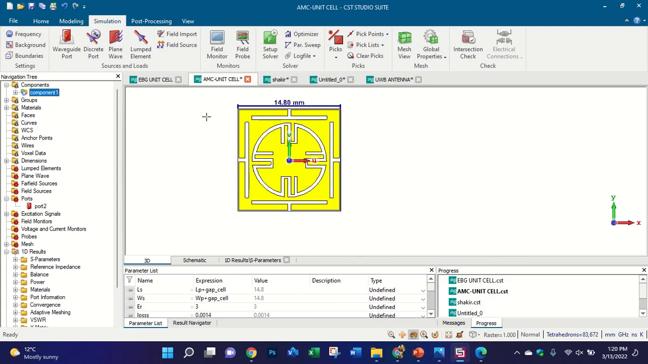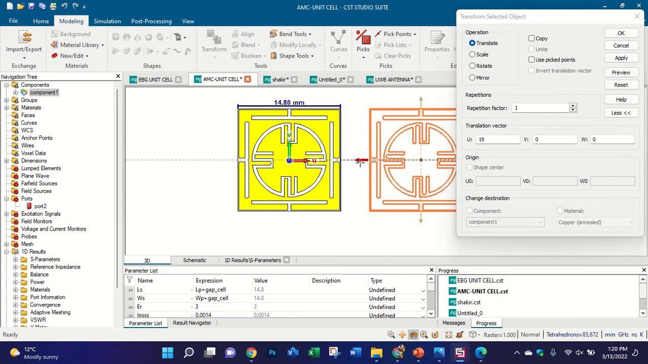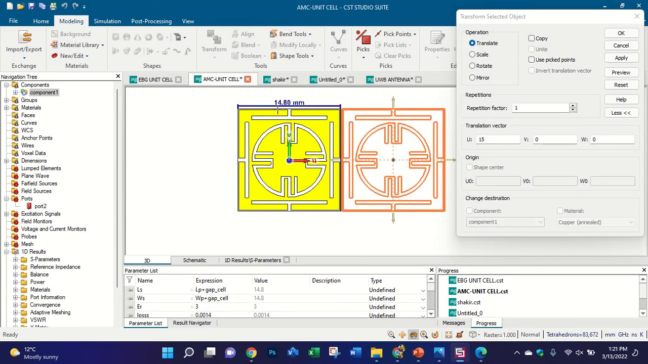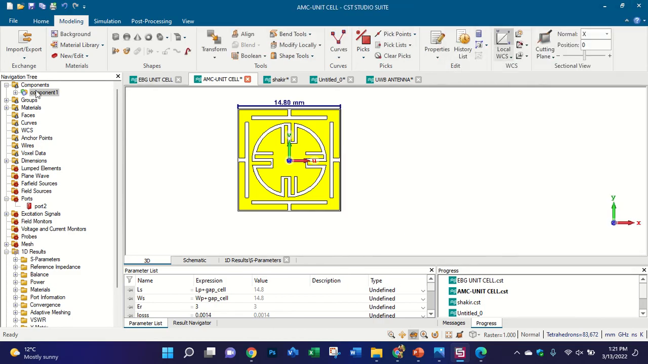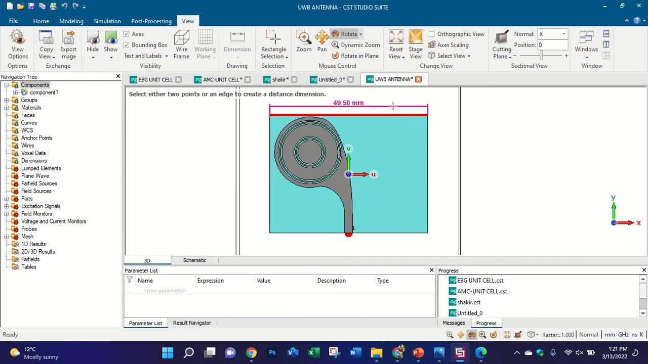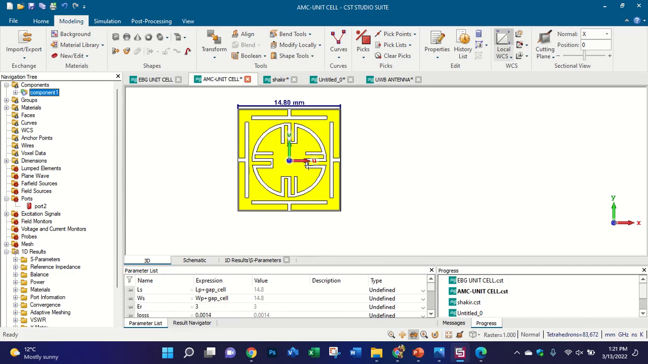Even if you want to make an array of this unit cell in this CST file, you can copy this one and paste it in this file. You can copy this component file and paste it here, and you can make an array here. But you need to check the size of the antenna first. What is the size of the antenna? The length of this antenna is about 50. Suppose 50, and I need to check how many arrays I need.